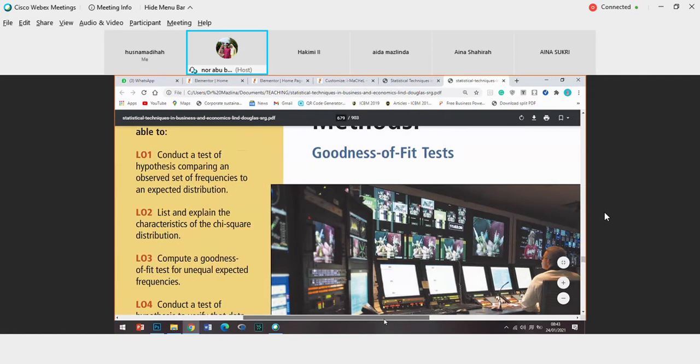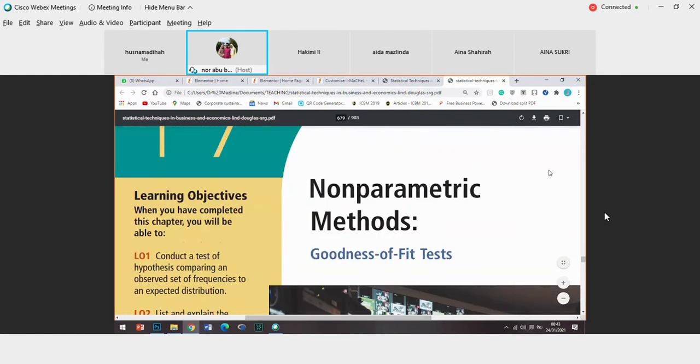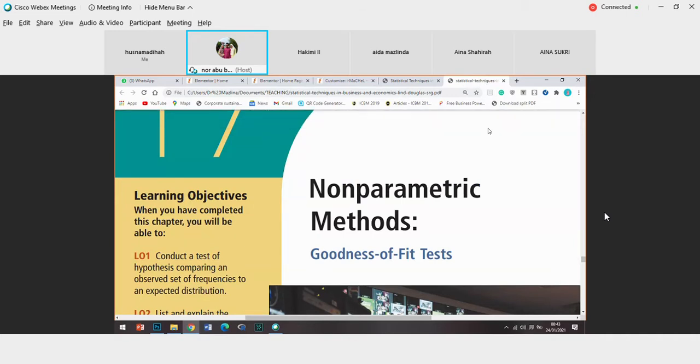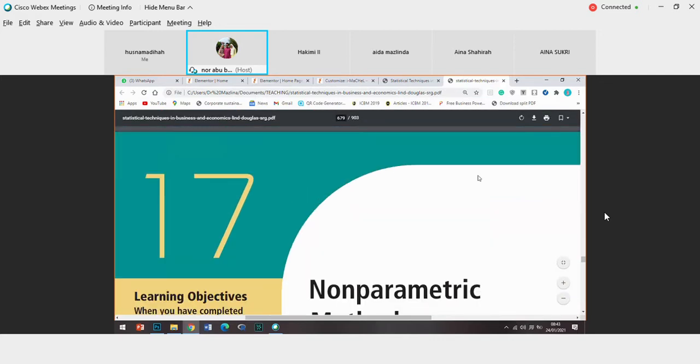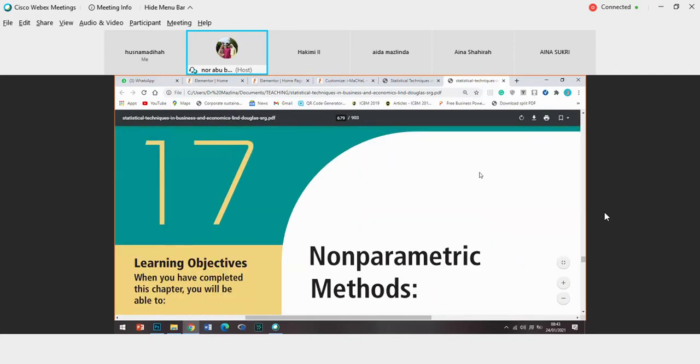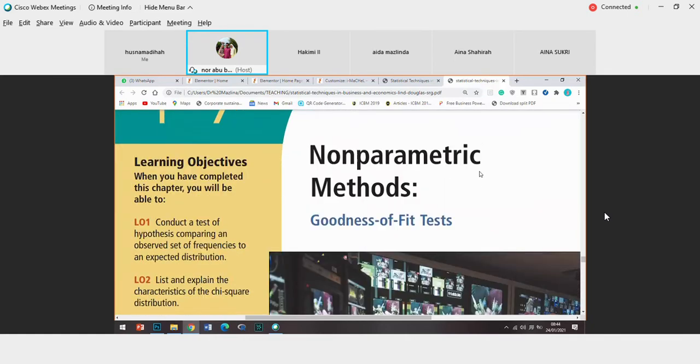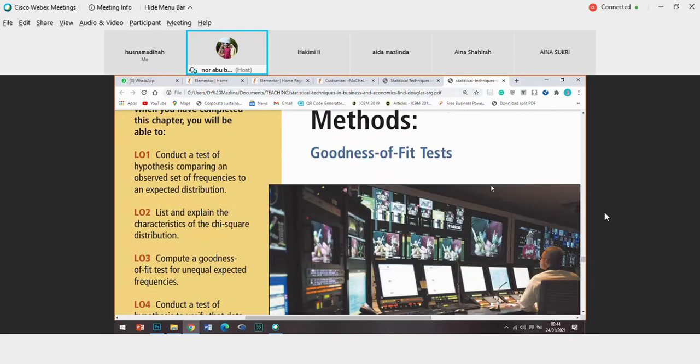Bismillahirrahmanirrahim. Okay, so today we're going to look at the non-parametric methods. Okay, method sebenarnya satu je kita tengok, that is by using chi-square. Okay, with the linear objective, we want to look at the chi-square distribution and list and explain its characteristic.